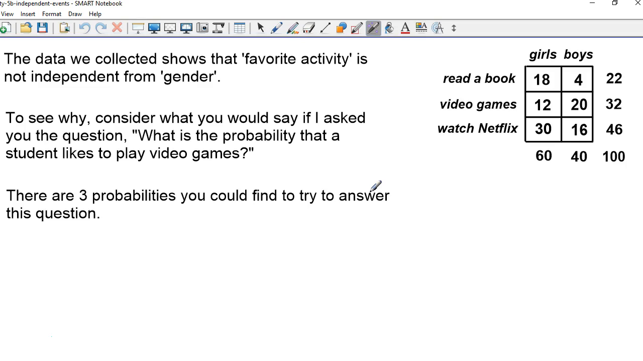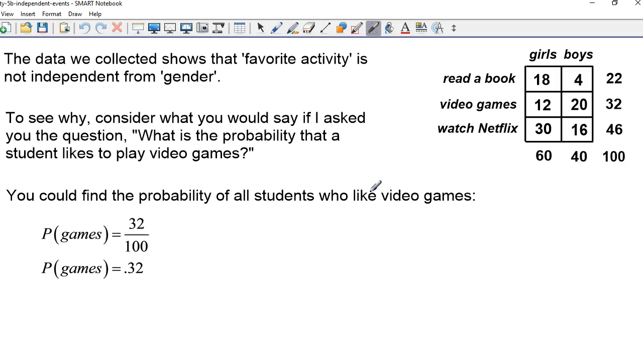To see why, let's consider what you would say if I asked you this question. What's the probability that a student likes to play video games? So there's actually three probabilities you could find to try to answer this question, all probabilities of people playing video games. Right? You could find the probability of all students who like to play video games. That's a simple probability, just the probability of games. So out of the 100 students, 32 of them like video games. That probability would be 32 out of 100, or 32%.